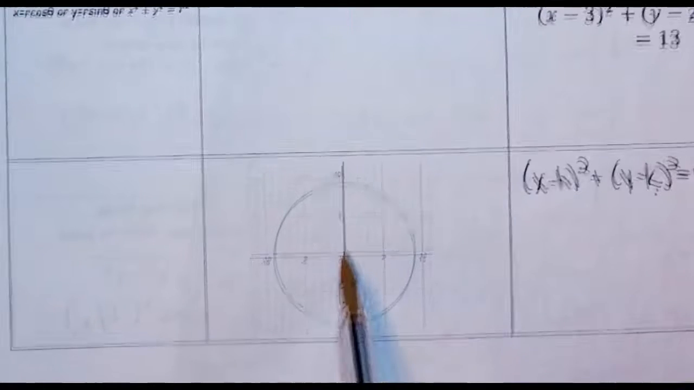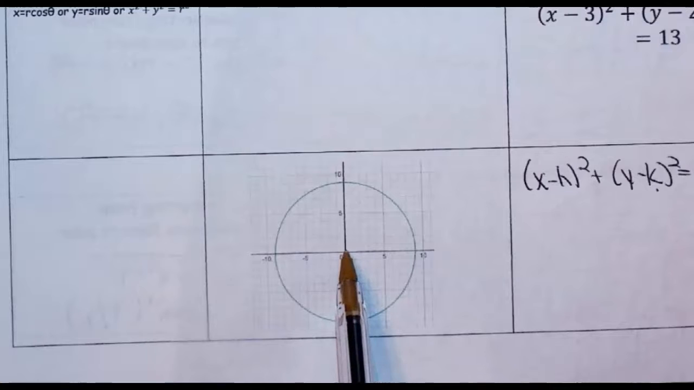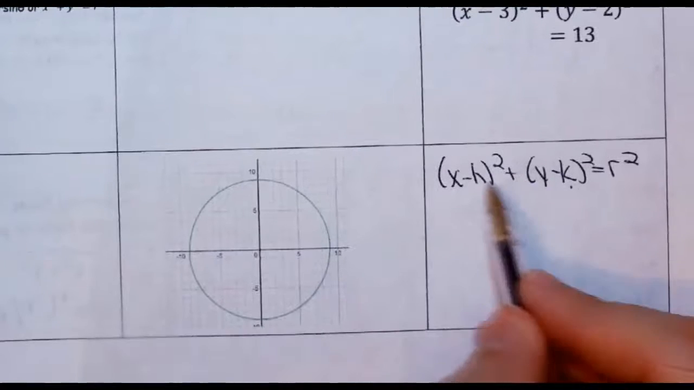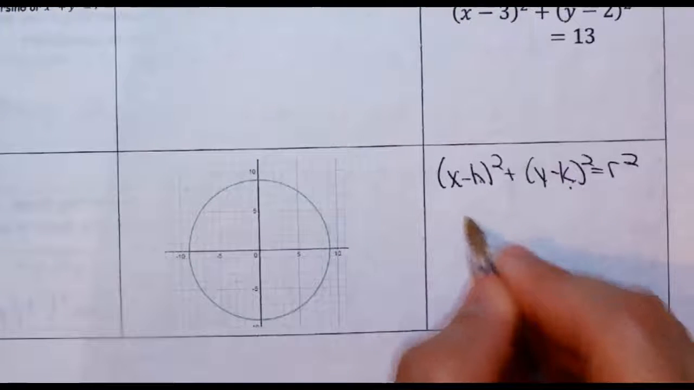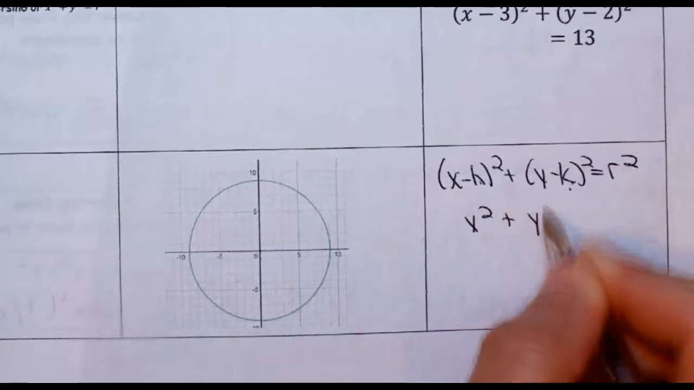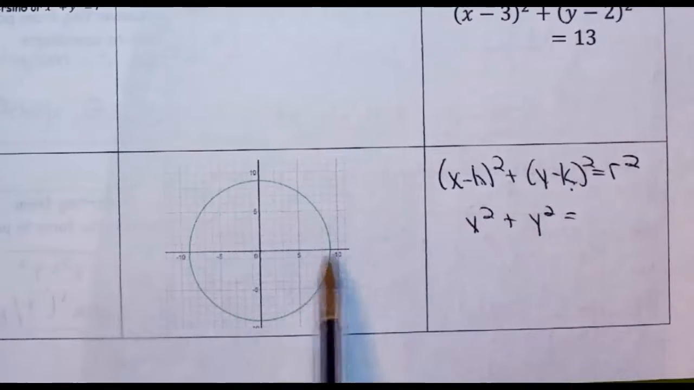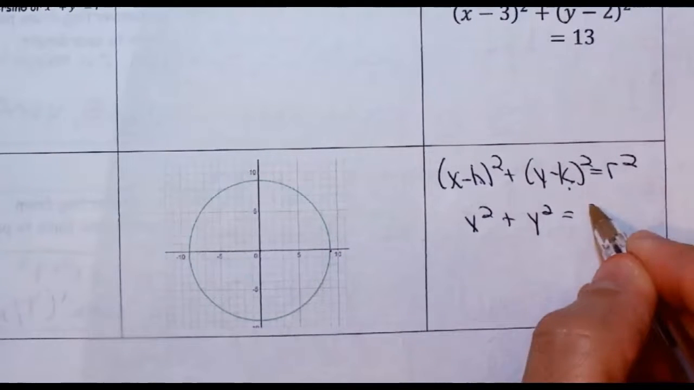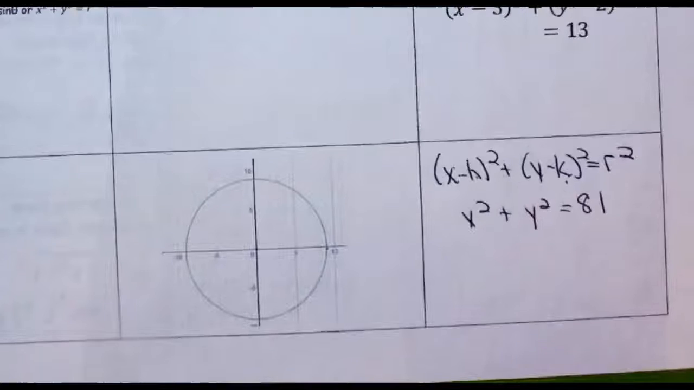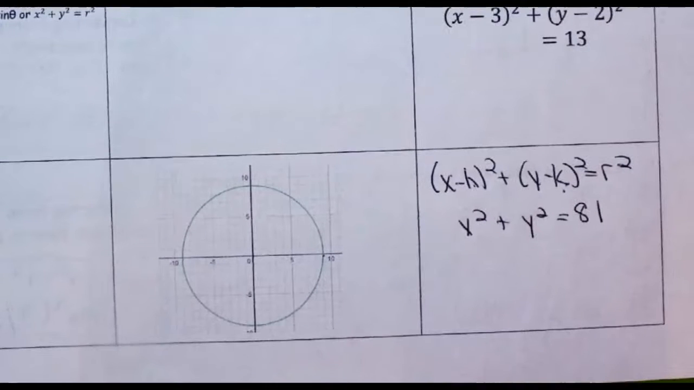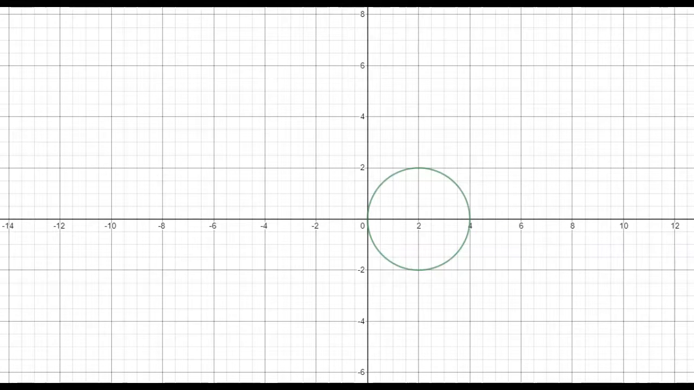Well, in this case, the center of the circle is (0, 0). So I can substitute in 0 here and here. We get x squared plus y squared, and we can see our radius is equal to 9, which would be 81. So in rectangular form, that's what we should get for the equation of the circle. Let me go to Desmos and just show you that real quick.